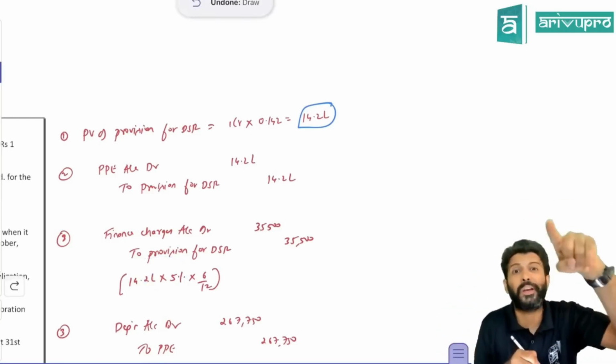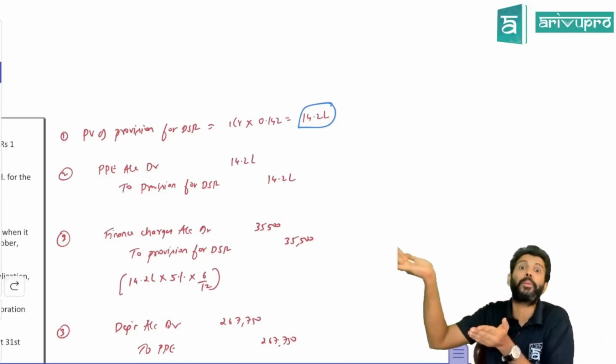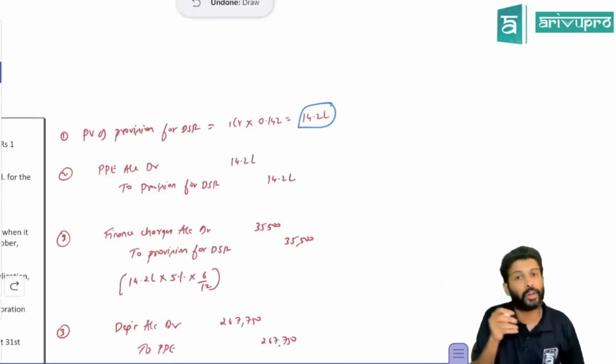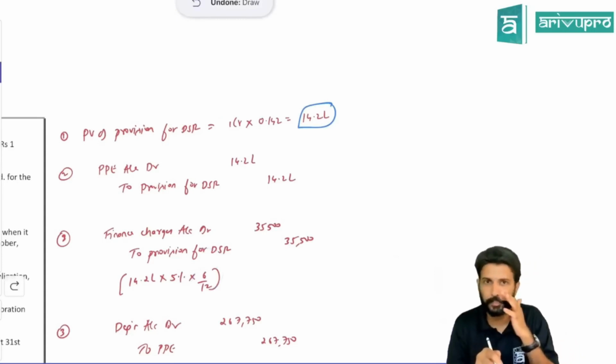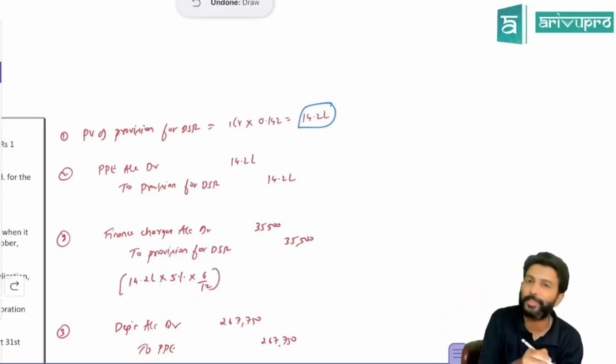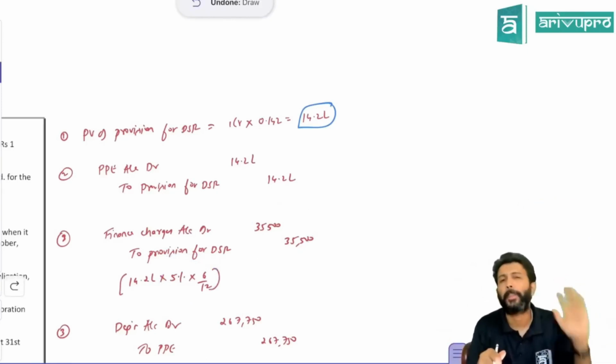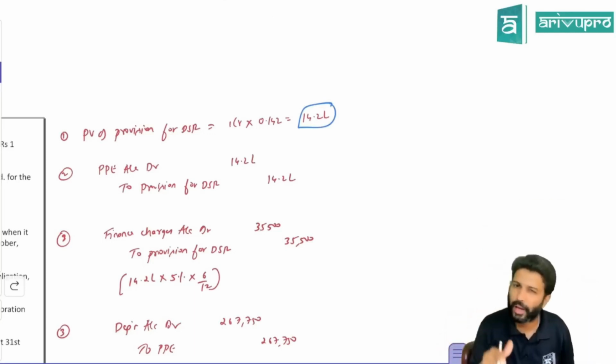But 5% is for the whole year. In the current year, you created the provision only on 1st October and the year is ending on March. So you will record finance charges not for the whole year, only for 6 months, because the provision came only on 1st October. That's the reason. So into 5% into 6 by 12 you do. So this is your finance charges. The entry is finance charges account debit to provision for DSR. Same as your ACM table accounting.